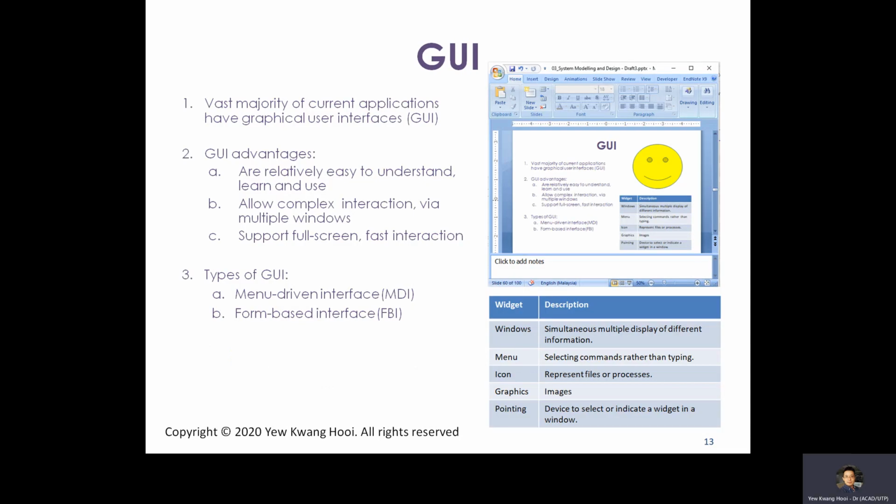So this slide is talking about the advantages of GUI versus command line. Faster, you can do a lot of things easily, more usable when you have GUI. Two major types of GUI: menu driven, in your Microsoft Word, right? You have a lot of menu items on the top. And then there's also form-based interface. For example, when you register a new email account on the browser, those are form-based interface.